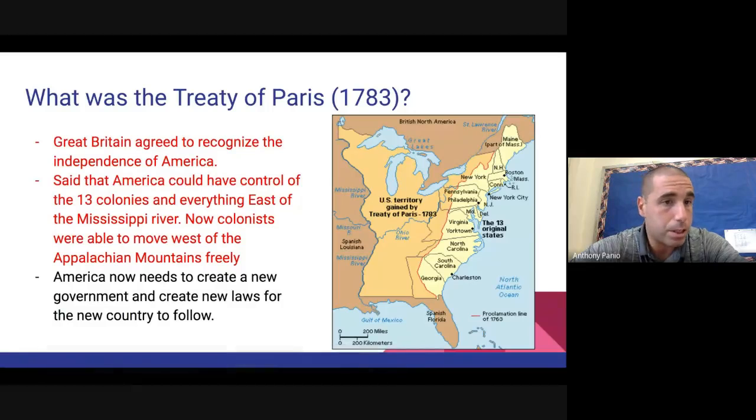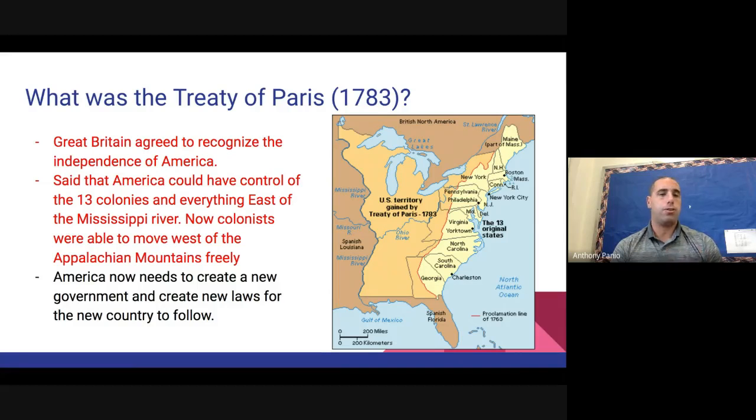America now, since they're independent, the first thing they need to do, and the most important thing they need to do, which is something we'll start after the quiz tomorrow, is create a new government. They need to create a government with new laws. They have to have a country follow these new laws and really determine what type of country they want to be. What you need to understand is revolution is the easy part. Becoming independent is the easy part. Making sure the country functions and is good is the most difficult part.